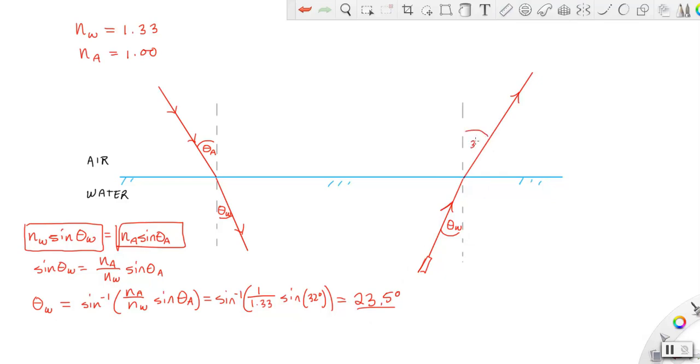Okay, so this is the general principle behind Snell's law. There's all kinds of other interesting effects that can come out of this. I think everybody is kind of familiar with the Pink Floyd effect.